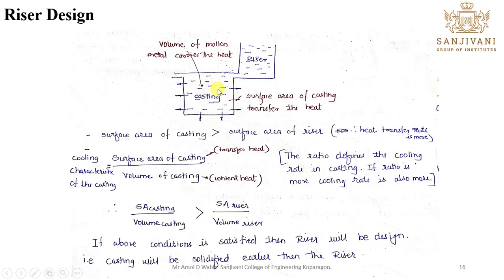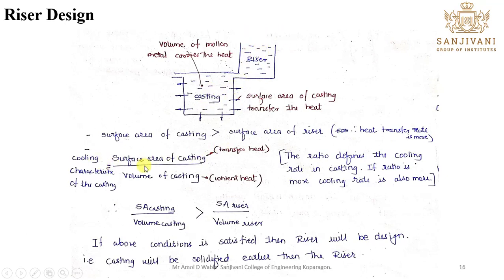the heat will actually be carried by the molten metal. So you have to take the volume of this molten metal, and the heat will be dissipated to the surroundings, which depends upon the surface area of your mold or the surface area of the casting. So you can write that the surface area of the casting should be greater than the surface area of the riser. Then and only then can you say that the casting space is getting cooled before the riser.